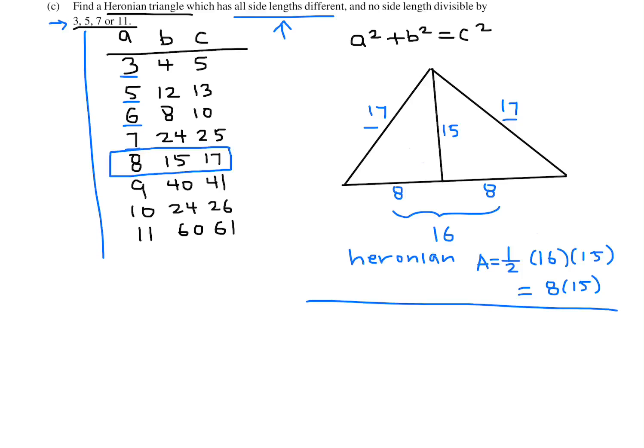Let's go back to our list here and see. 9, can I use 9? No, because 9 is divisible by 3. That's no good. How about 10? Well, 10 is divisible by 5, so that's no good. How about 11? Well, 11 is divisible by 11.